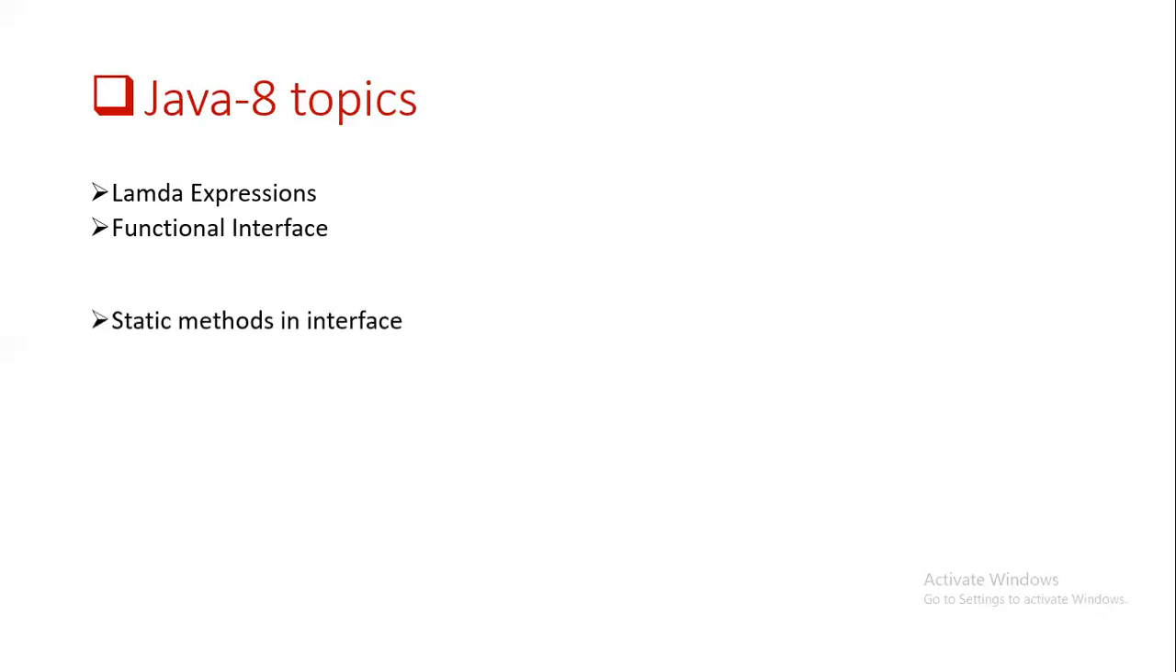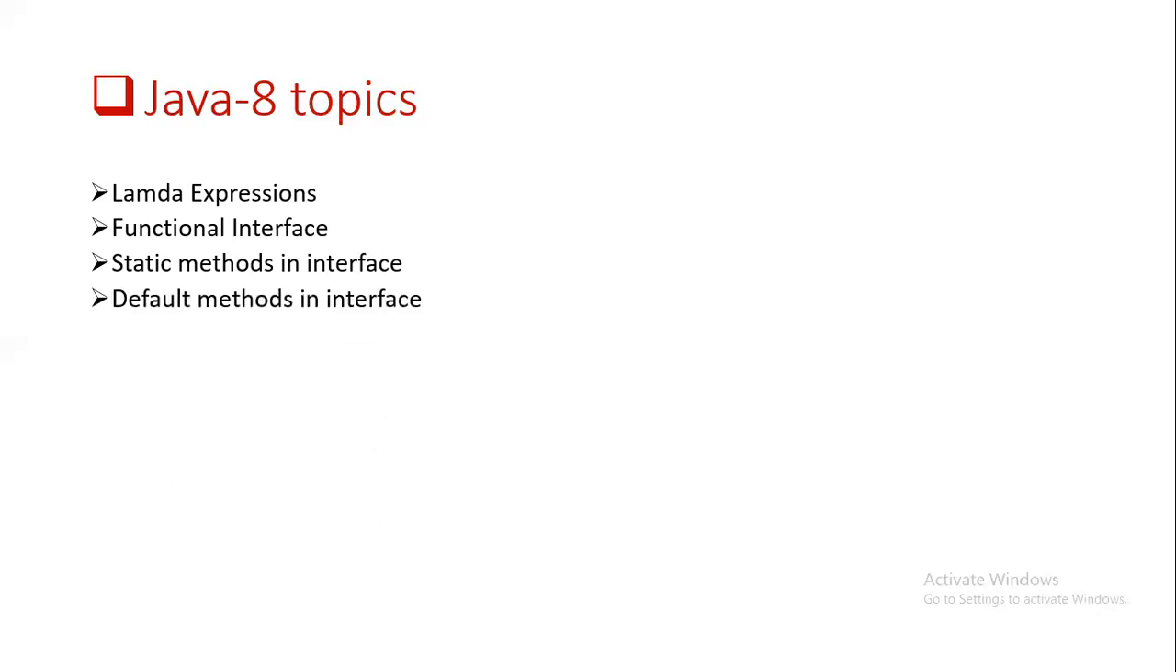Okay. Later, static methods in interfaces. Before Java 8, we could not write static methods in an interface, but from Java 8, we can. We'll see why we need to write them, how we can write them, and what the purpose of static methods is. Okay. Default methods in interfaces: we can write default methods also, so we'll see this too.